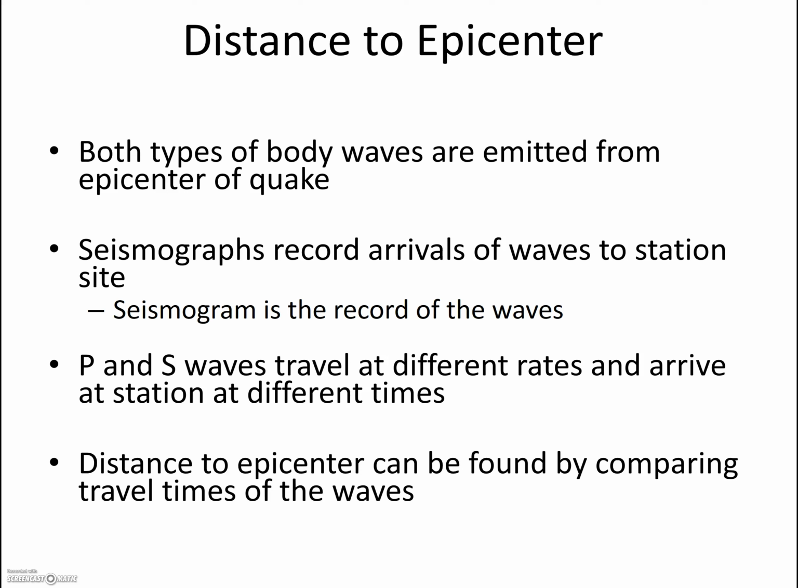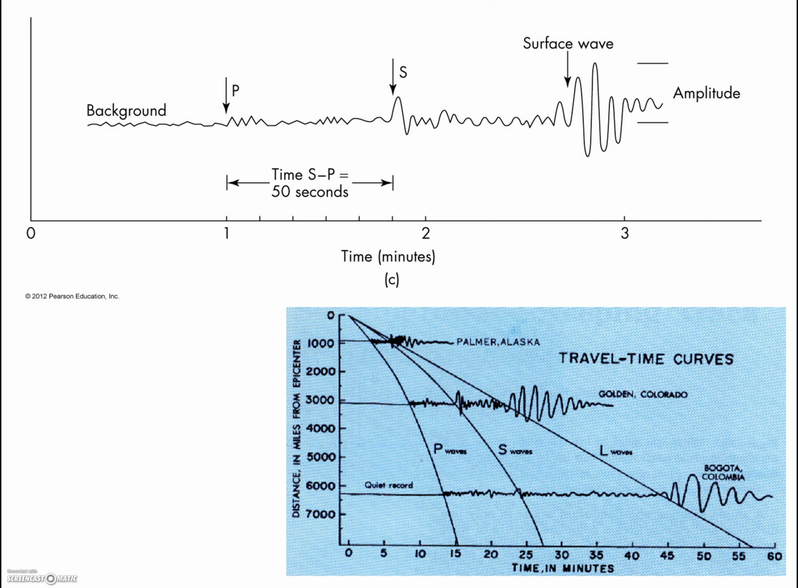These two images show seismograms with the arrival of first P waves, then S waves, and then L or surface waves. The blue image shows seismographs at increasing distances from the epicenter. As the distance increases, the difference in the time of arrival for the waves also increases. Note that the wave amplitudes are not to scale, i.e. the surface waves were not significant in Colorado or Columbia.